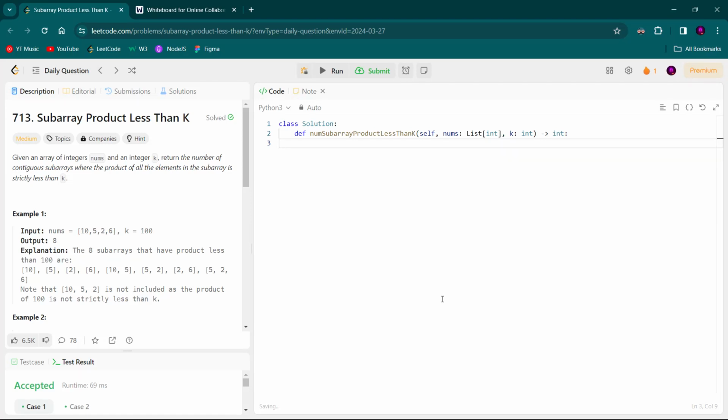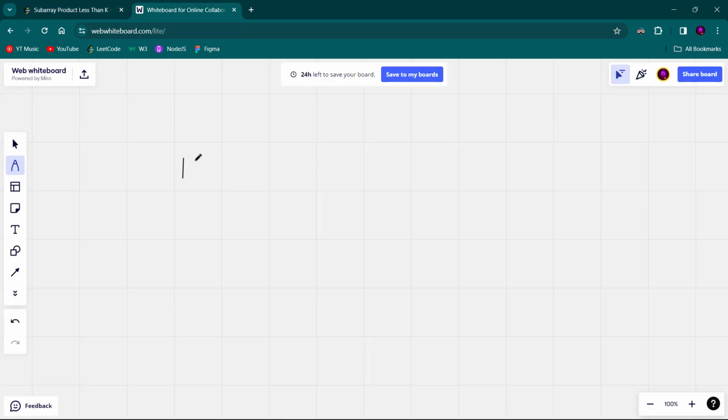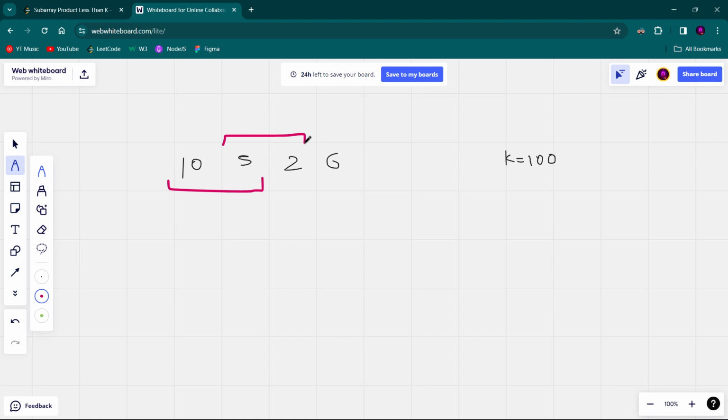Hey guys, let's solve the problem subarray product less than k. In this problem, suppose I have an array 10, 5, 2 and 6, and k is given to me as 100. I have to find the number of subarrays that I can form whose product is less than k.